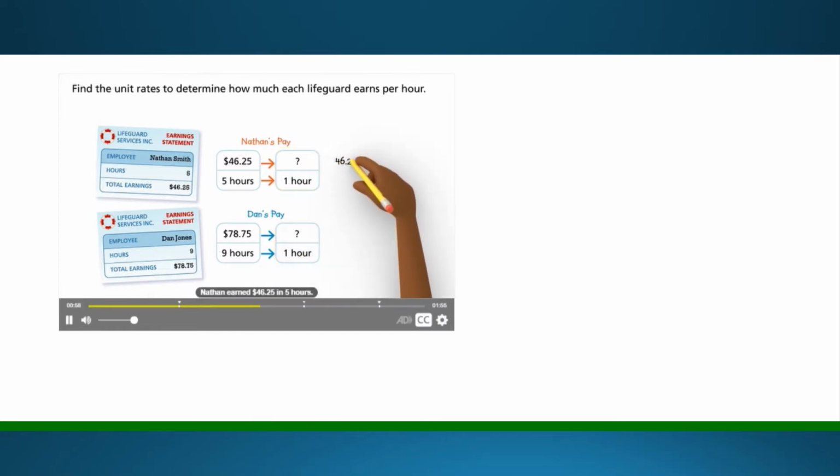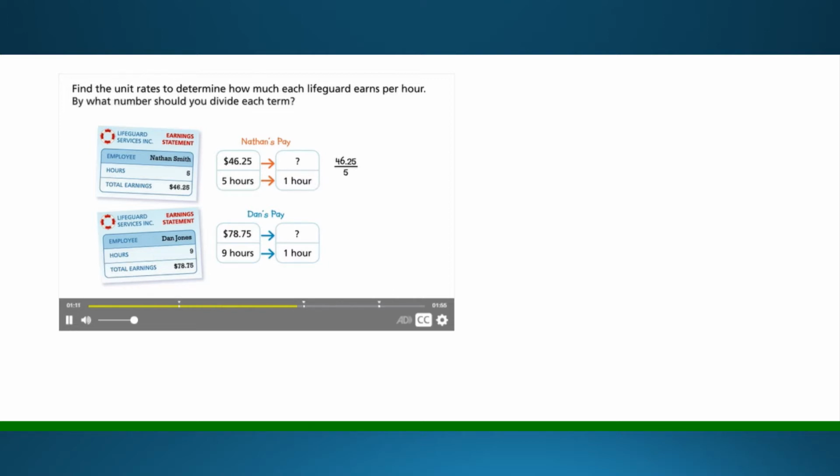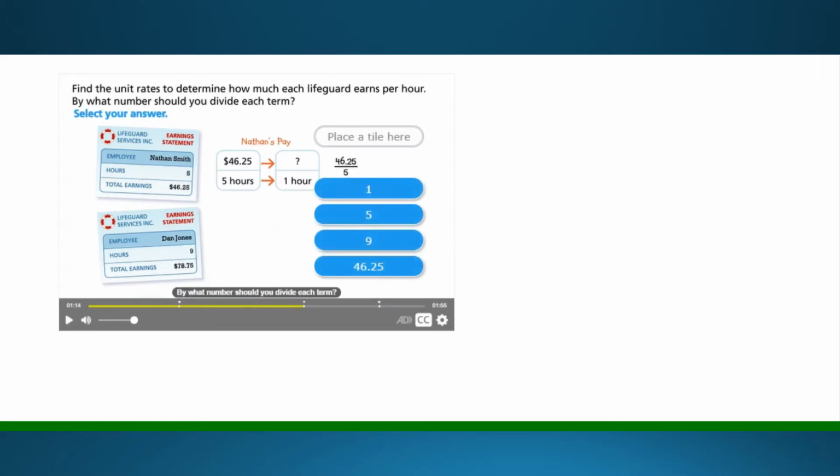Nathan earned $46.25 in 5 hours. How much money does he earn per hour? To find Nathan's unit rate, divide each term of the rate by the same number. We want the new denominator to be 1. By what number should you divide each term? Select your answer.